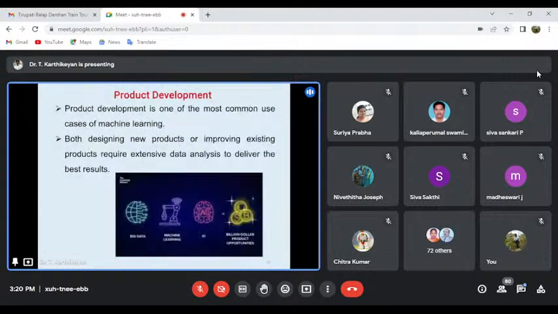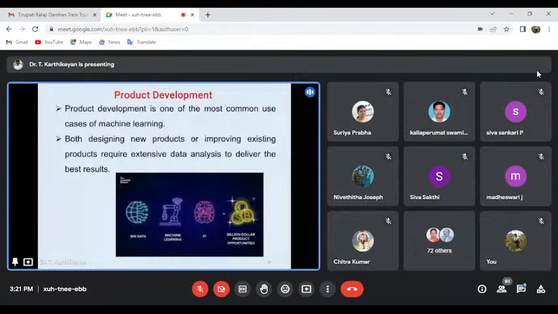So next we are saying how we are going to apply this machine learning in the product development of the industry. So product development is one of the most common use cases of machine learning. Both designing a new product or improving an existing product requires extensive data analysis to deliver the best result.